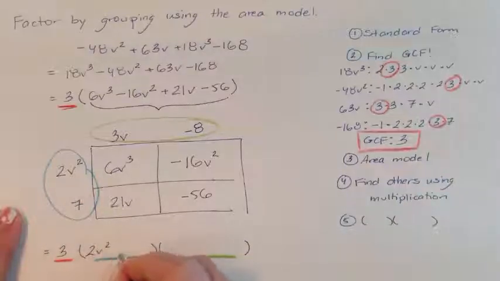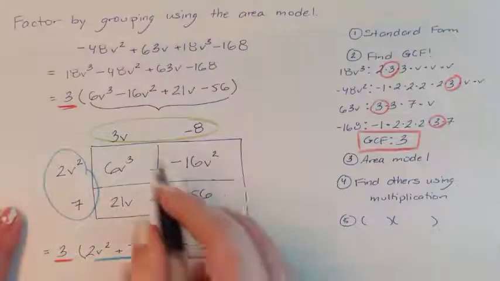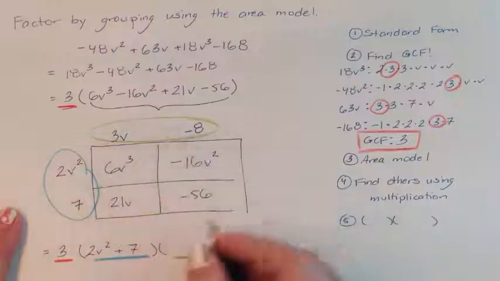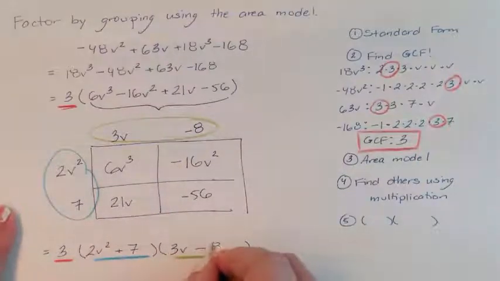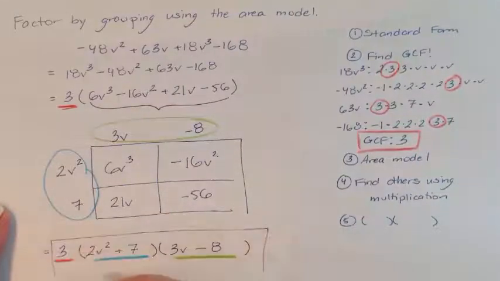So 2v squared with a positive 7 plus 7. 3v with a negative 8. So 3v minus 8. This is your final answer, and you're done.